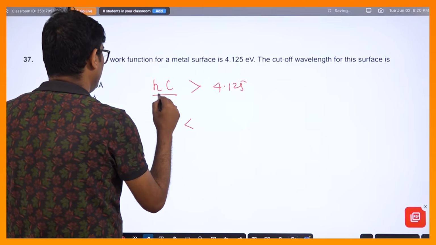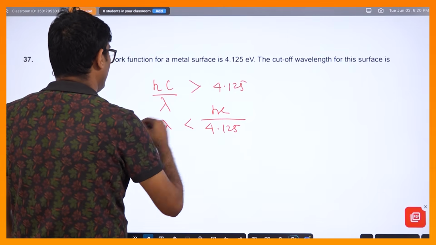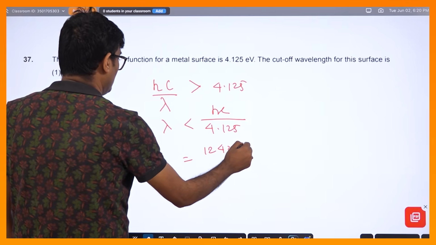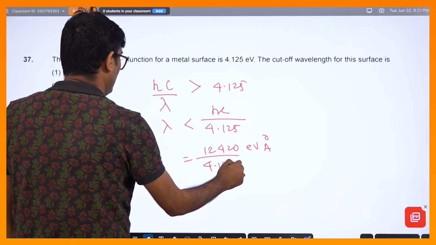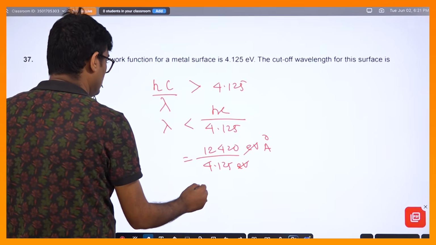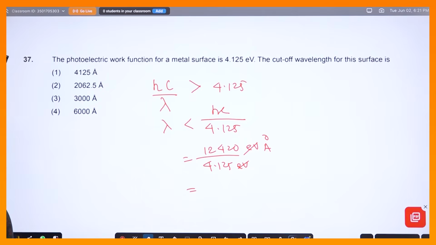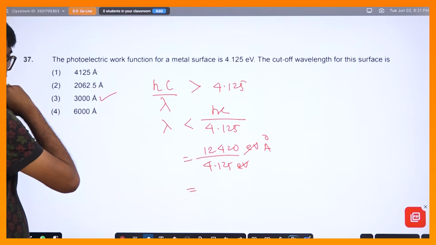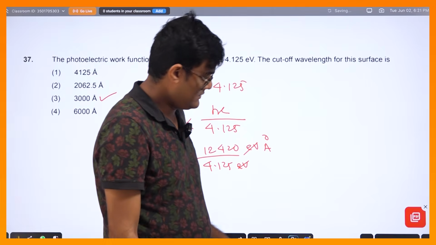So lambda must be less than hc by 4.125, right? I think hc equals 12420 electron volt Armstrong divided by 4.125 electron volt. So that must be the answer. It's something around 3000, right? Something around 3000 Armstrong will be the correct answer for this question.